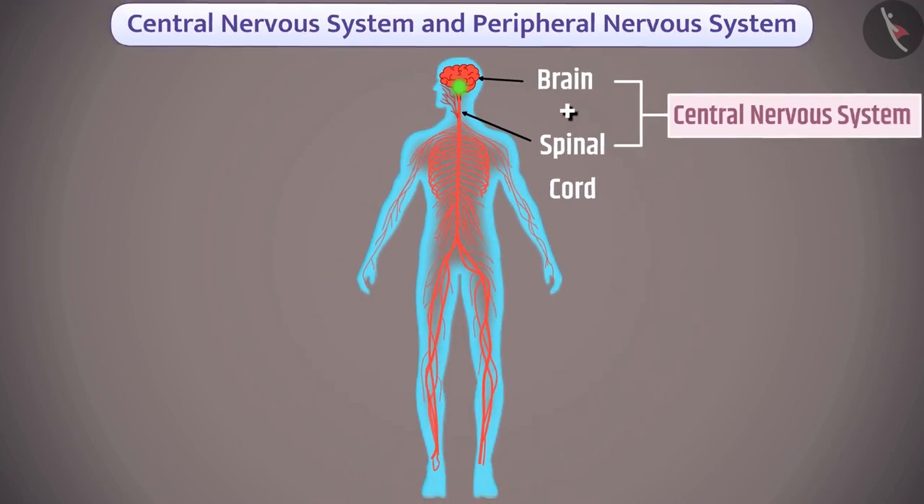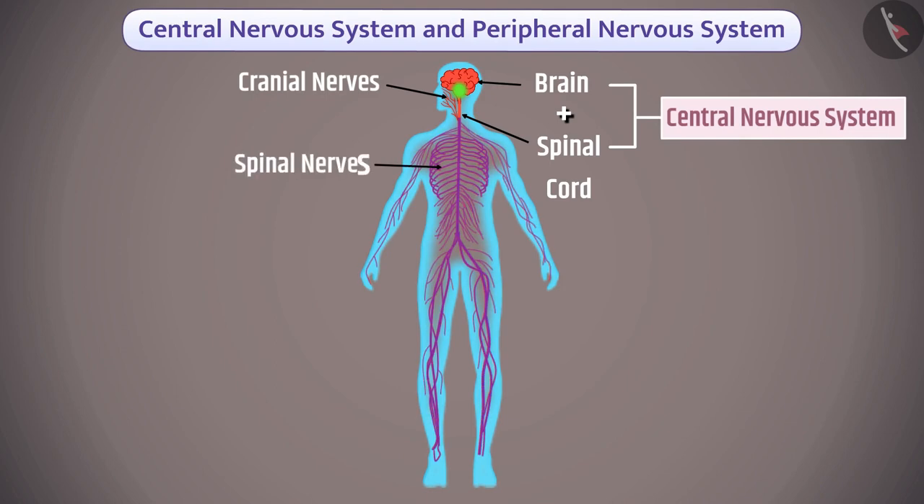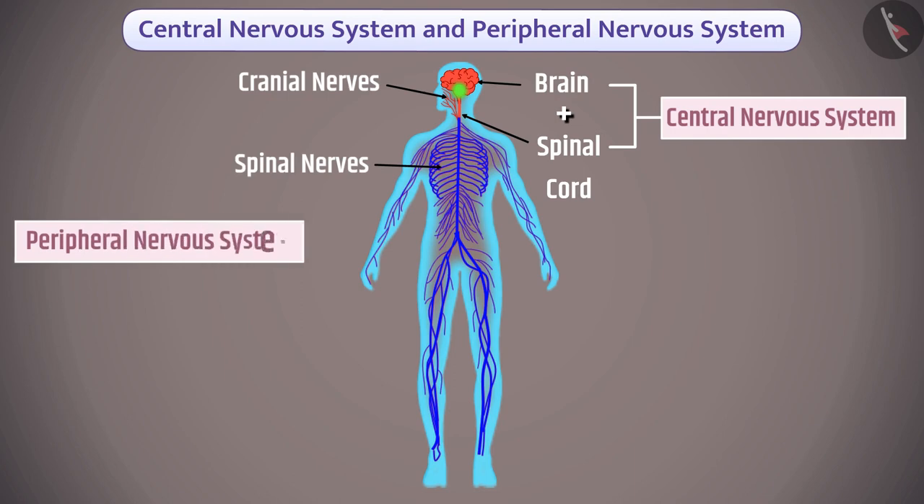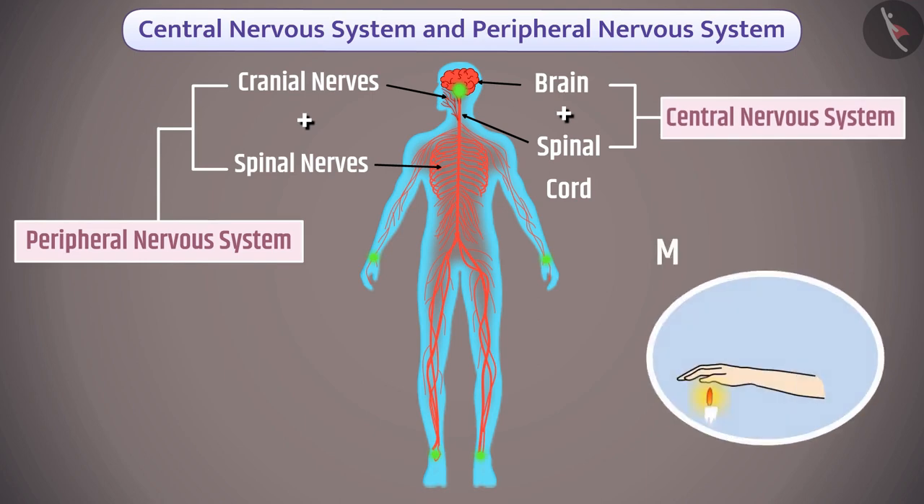The nerves originating from the brain are called cranial nerves, and the nerves coming out of the spinal cord are called spinal nerves. The peripheral nervous system is formed from the cranial and spinal nerves. The peripheral nervous system transmits information between the central nervous system and other parts of the body and causes muscle movements.